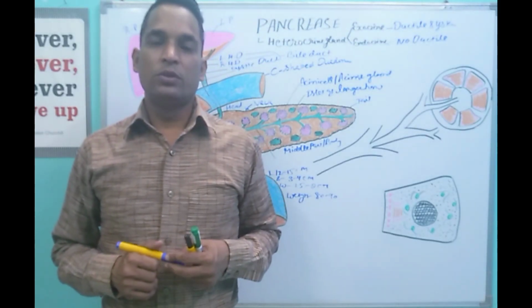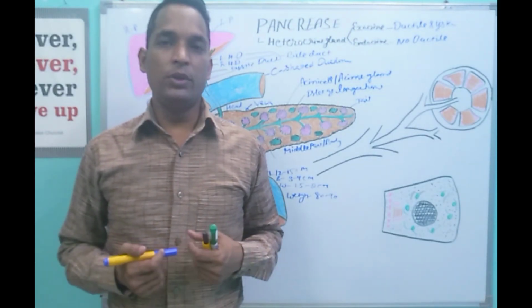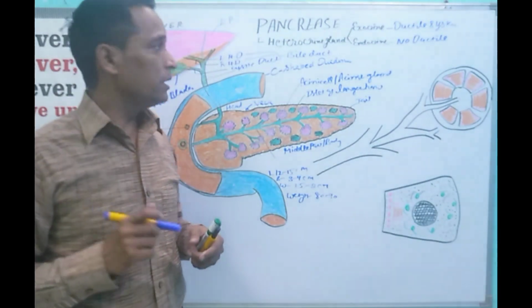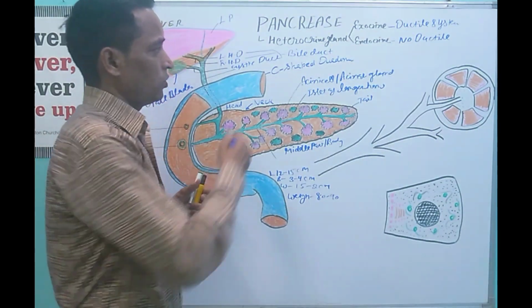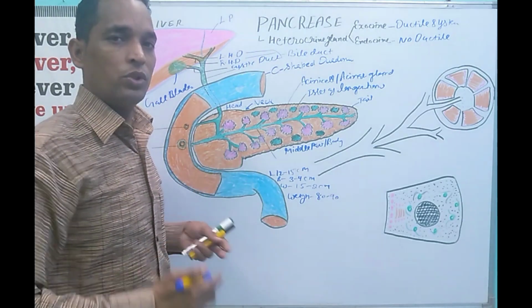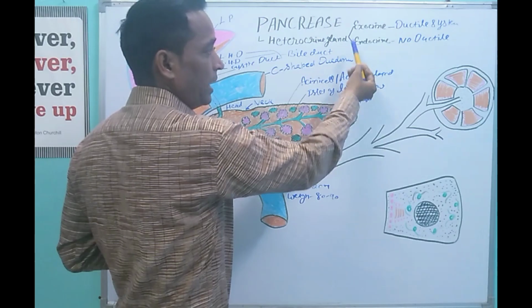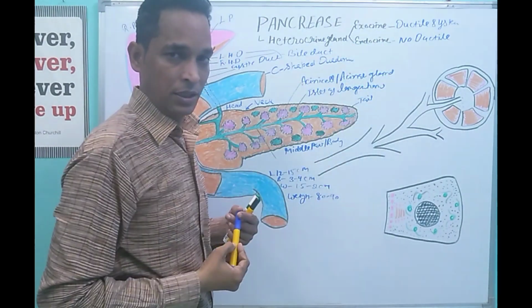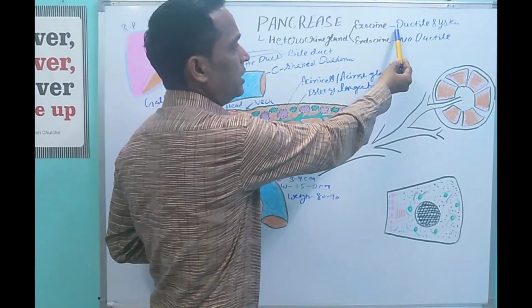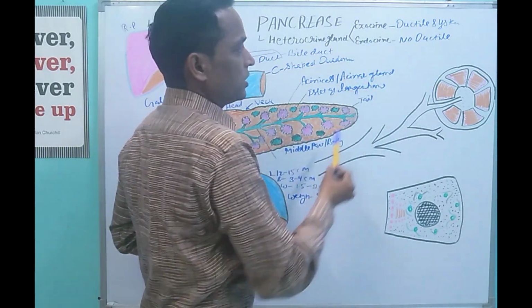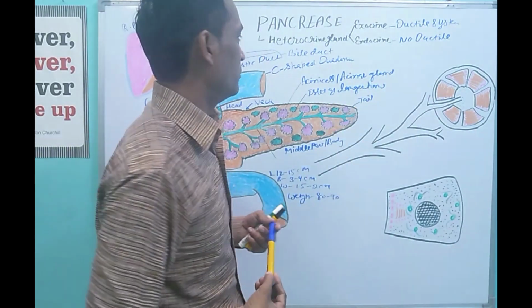Hello students, today we are starting a new topic. The topic name is pancreas. You know that the pancreas is a heterocrine gland. Heterocrine glands are those which have the properties of both exocrine and endocrine glands. Exocrine glands have a ductal system, whereas endocrine glands do not have ductal systems.